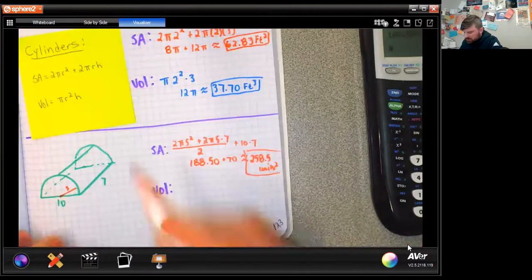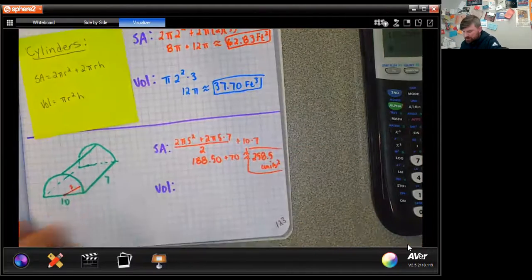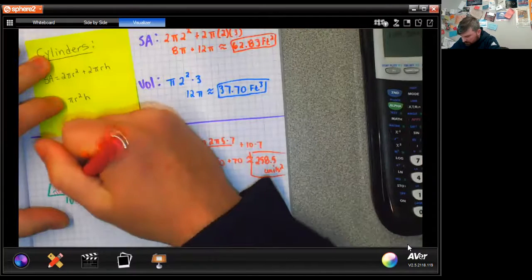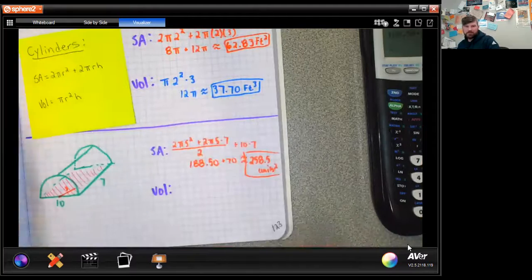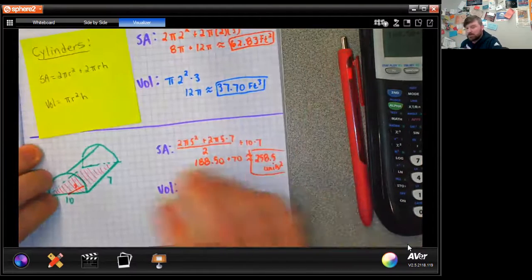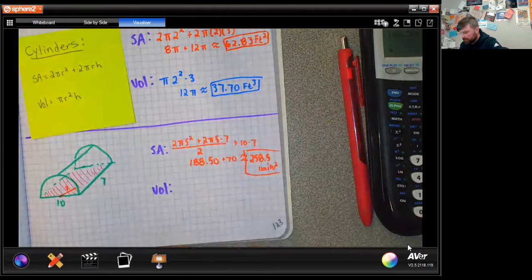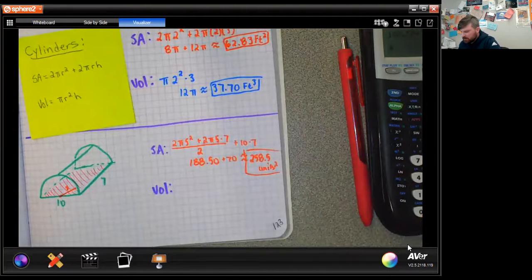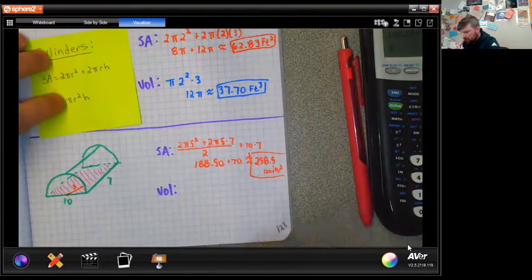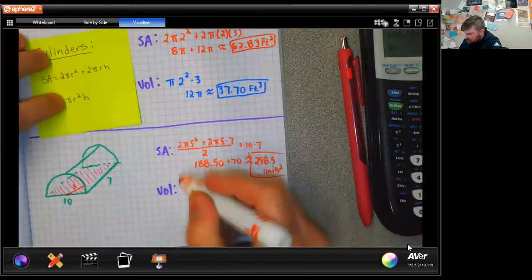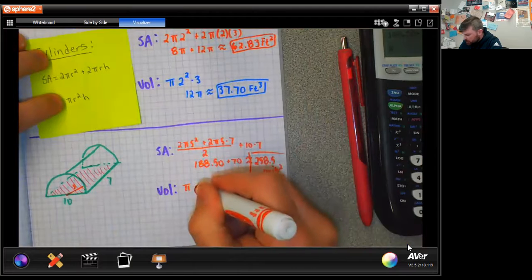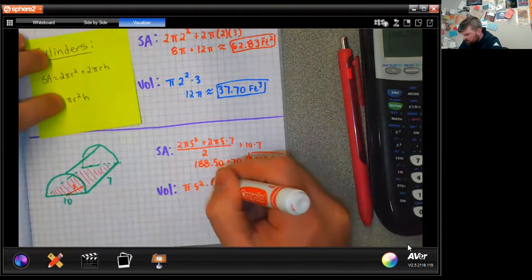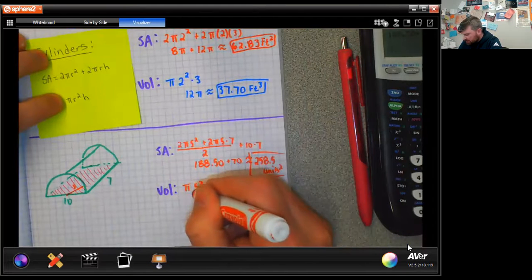Okay, so that one was a little tricky because we had to remember to add that bottom piece in there. Okay, do not forget about adding this bottom section back to it. Okay, now with volume, it doesn't hurt us because we just need to know these half circles, how many can we fit? Okay, so to find the volume of the half cylinder, we just find the whole volume and divide it in half. So you get pi r, which is 5 squared, times the height, which is 7, divided by 2.